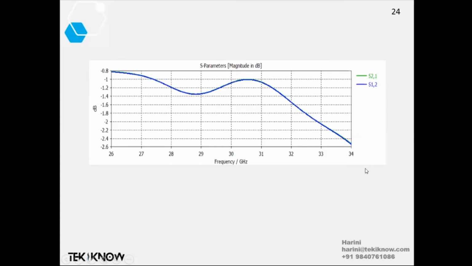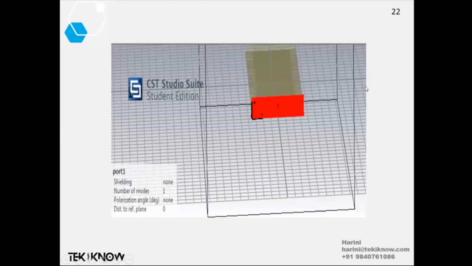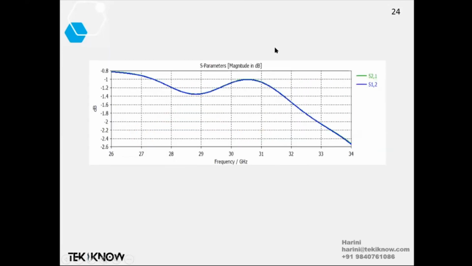The reason is, if the loss is in this range, it means the power I gave at port 1 is transferred to port 2. Whatever power I gave at port 1, I will get at port 2. That is what it is referred to as. Same thing, whatever power I feed at port 2, I will get at port 1.